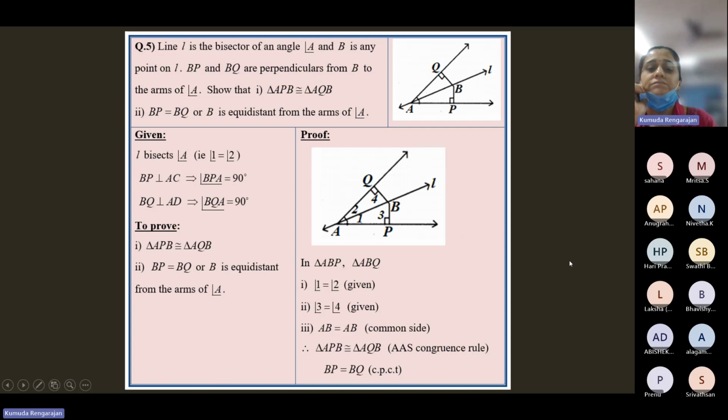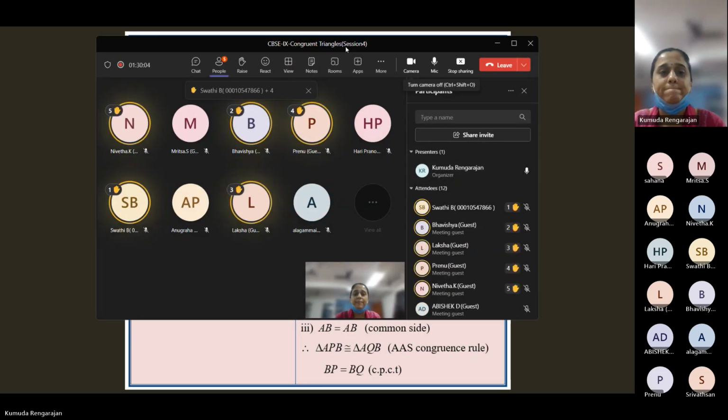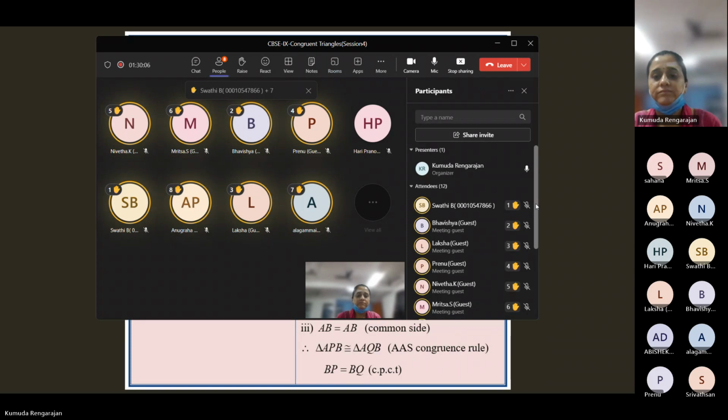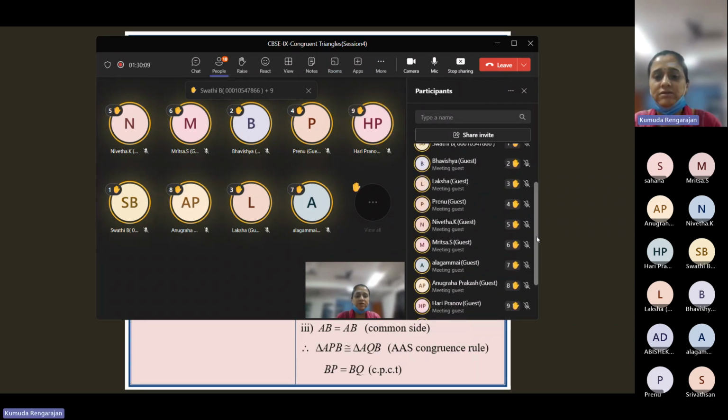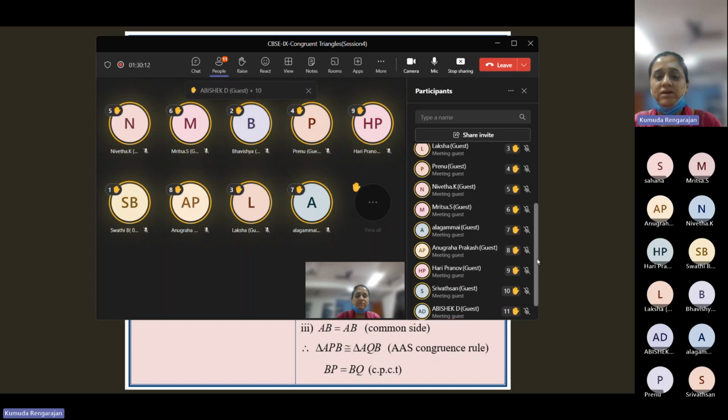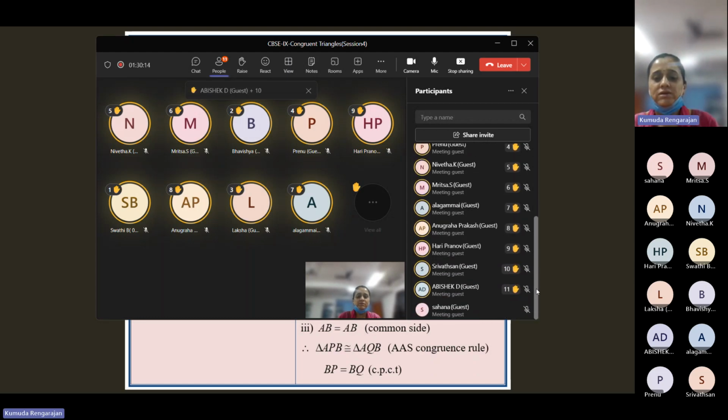Take a picture, children. All right. Children, use the emoji. Raise your hand. Swati, Bhavishya, Laksha, Prenu, Niveda, Mritsa, Ragamai, Anugraha, Haripranav, Srivatsan, Abhishekan, Sahana.